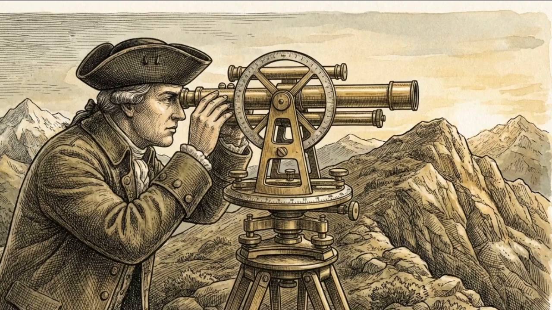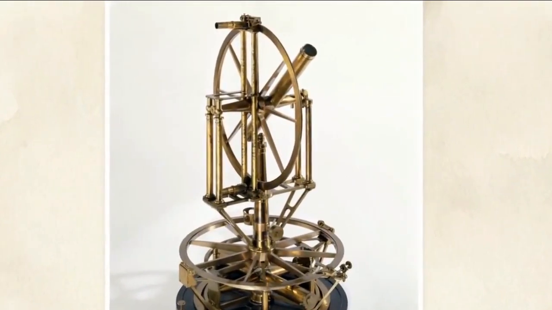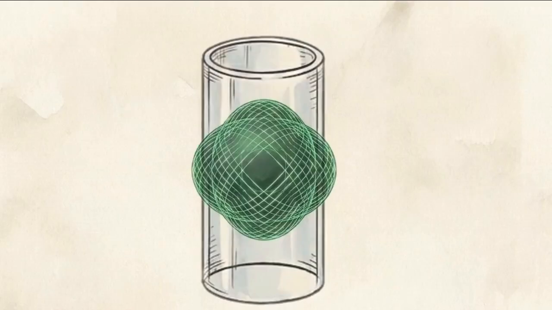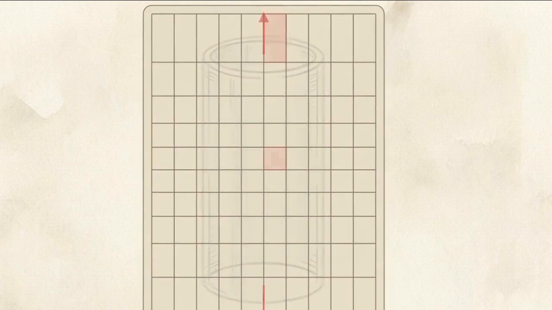Proving this shape required staggering manual effort. In the 18th century, surveyors traveled across the globe with heavy brass instruments like these to meticulously measure arcs of the meridian across different latitudes. Projecting that specific oblate shape onto a flat rectangle guarantees a distortion of the surface geometry.